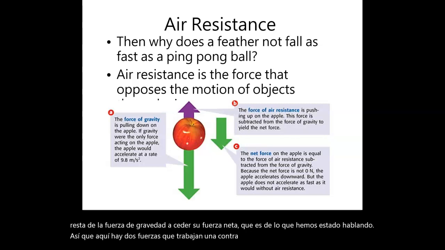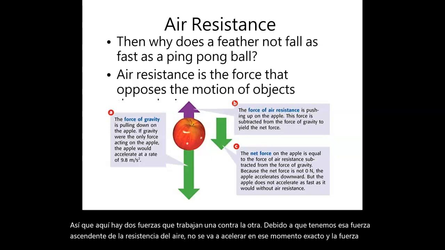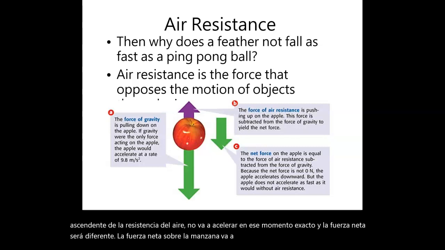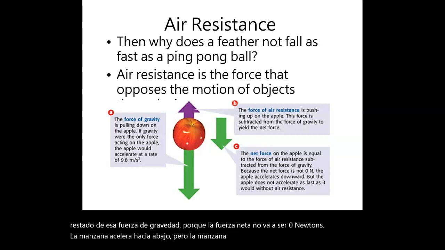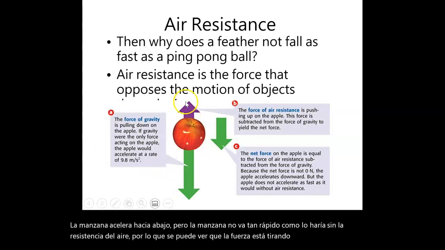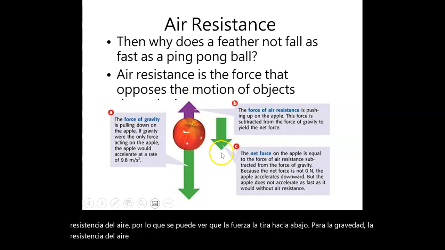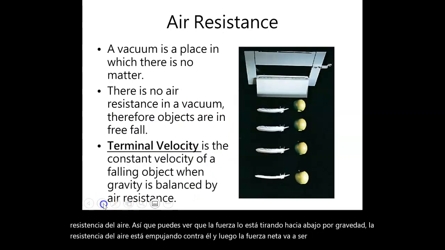Because we have that upward force of air resistance, the net force will be different. The net force on the apple is going to be the force of gravity minus the air resistance. Because the net force is not going to be 0 newtons, the apple accelerates downward, but the apple does not go as fast as it would without the air resistance. So you can see gravity is pulling it down, the air resistance is pushing against it, and then the net force is the overall motion.